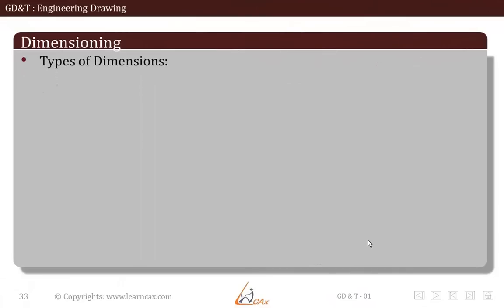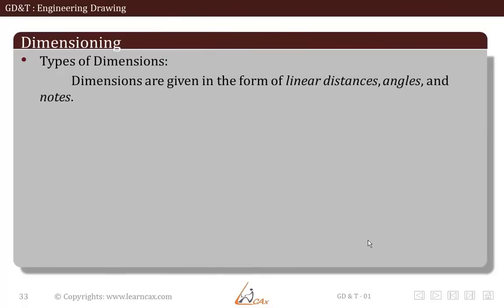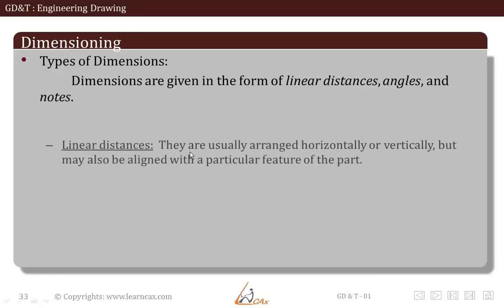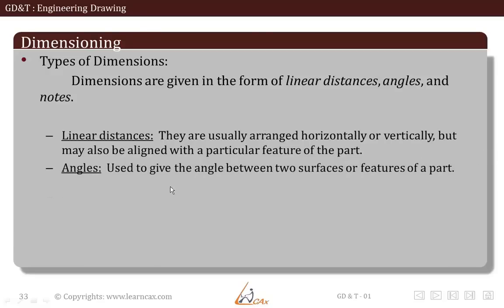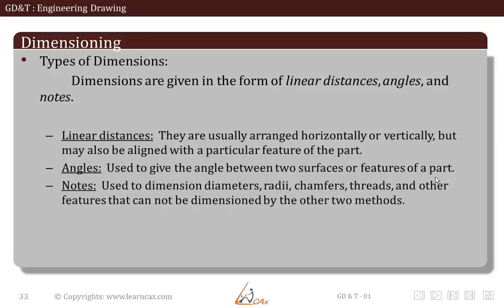Now we will see the types of dimensions. They may be either in the form of linear distances, angles and notes. The linear distance type of dimensions are usually arranged horizontally or vertically, but at times they may also be aligned with a particular feature of the part. Angles are used to give the angle value between two surfaces or features of a part. Notes are used to dimension diameters, radii, chamfers, threads and other features that cannot be dimensioned by the other two methods.